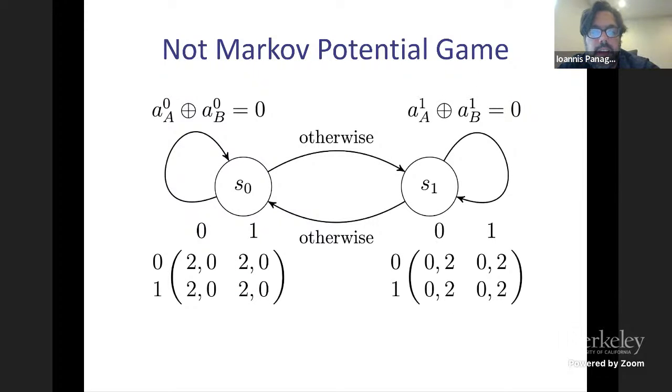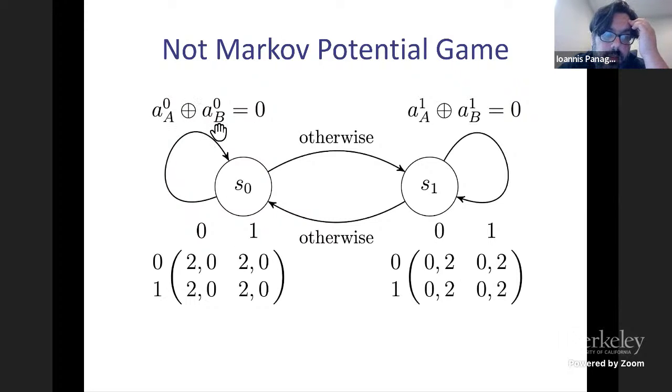Unfortunately, what is also true is that if you have a setting where every sub-game is a potential game, this does not guarantee that the whole MDP is a Markov potential game. And here is an easy example. Again, two players, two states. At state 0, the first player always gets a 2. The second player always gets a 0. This is reversed at state 1. And the transitions happen like this.